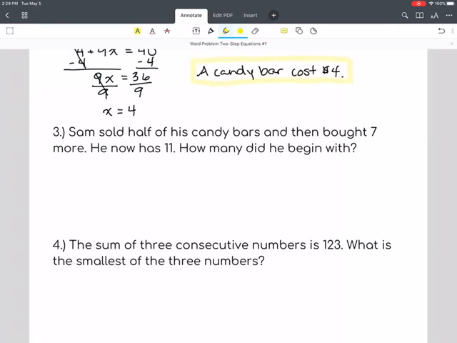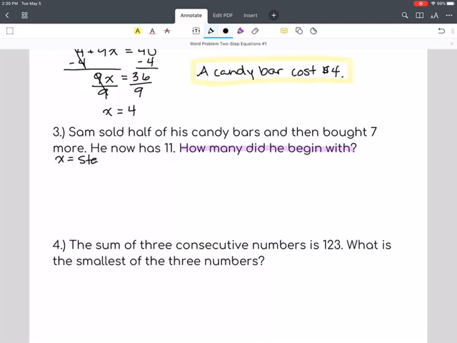All right, number 3. Sam sold half of his candy bars. Oh, done with candy bars again. And then bought 7 more. He now has 11. How many did he begin with? So the question here is trying to figure out how many candy bars Sam started with. So that will be what my variable is.